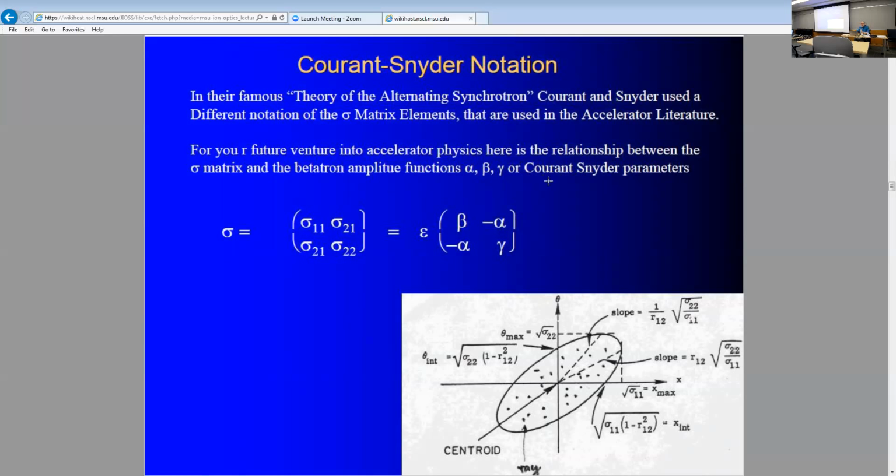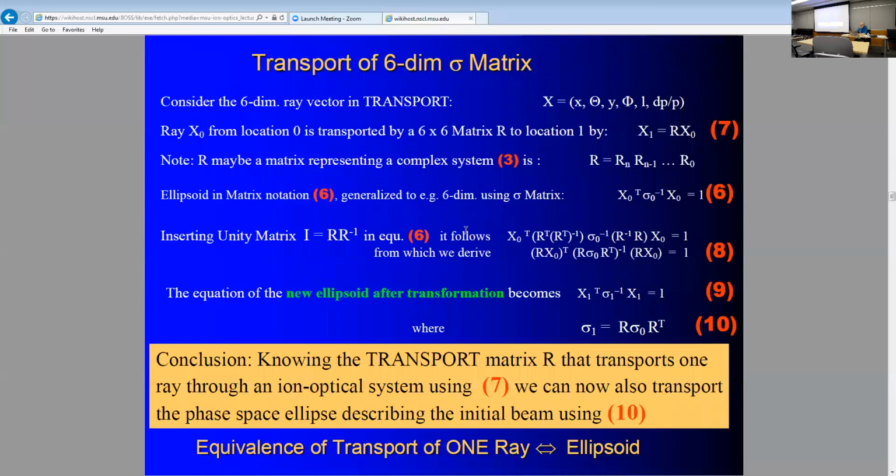If you venture into accelerator books and design, then you will see these parameters, so they're related. This here is epsilon times, and these are the so-called twiss parameters. Just so that you know, when you see these, they're the same as what we are describing here with our sigma matrix. So now we know how to measure the ellipsoid or the emittance, if you want.